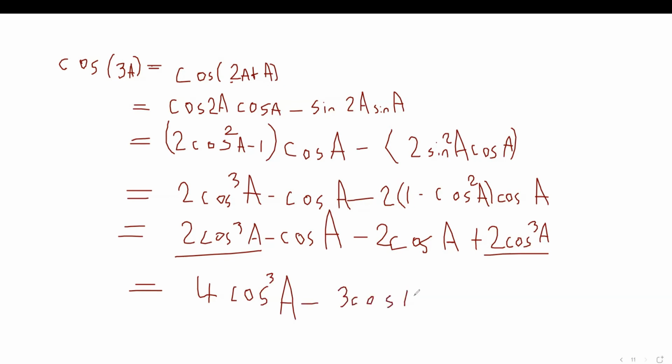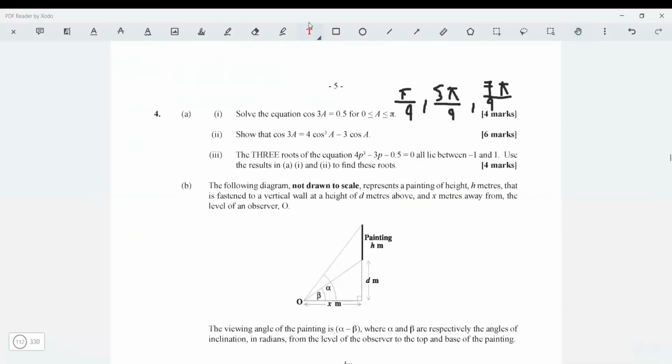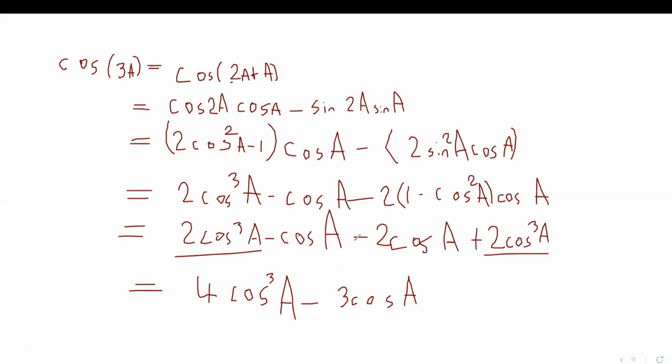And you're literally done right there. 4 cos cube a minus 3 cos a. And that's the proof. See there? You don't even need to tell them anything else. It's just nice. So this is your right-hand side, and that's our left-hand side.